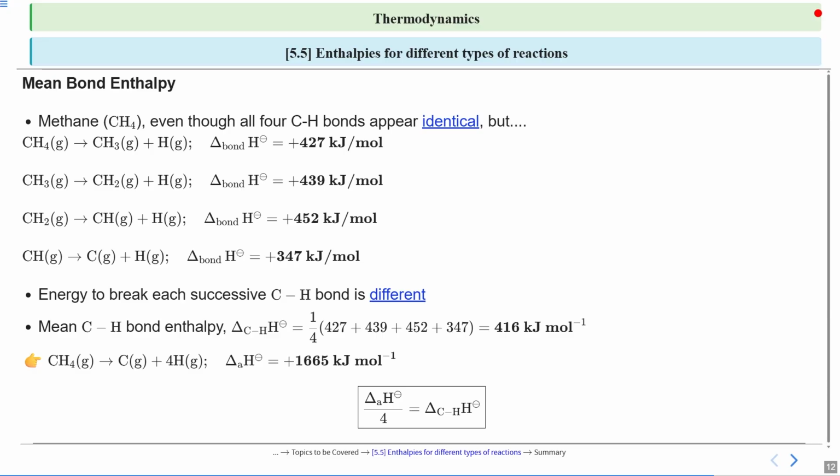Is it clear to all of you? So this is very, very important. If I talk about the thermochemistry part, this is the most important part in thermochemistry, which is related to the bond dissociation enthalpy.